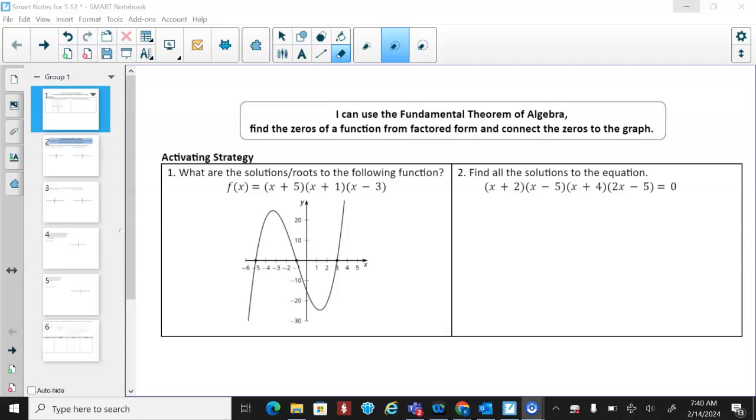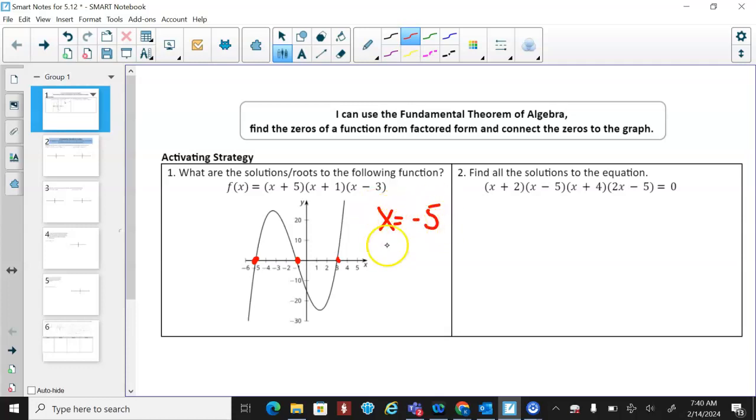Roots, solutions, these are all x-intercepts, okay? So if you think about it, you're going to look at the places where the graph is crossing x, which will be right here, and right here. So what are the roots and solutions of this function? It will be x equals -5, x equals -1, and x equals 3, okay?